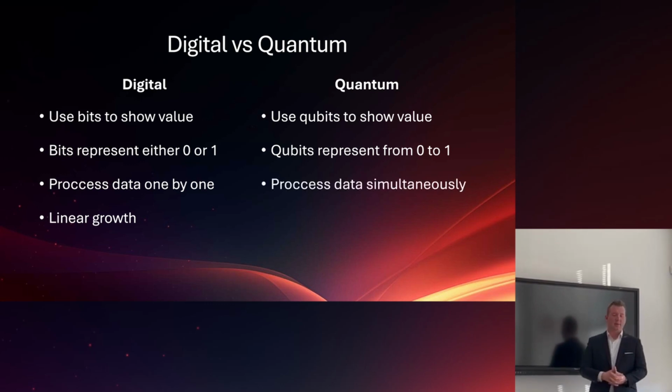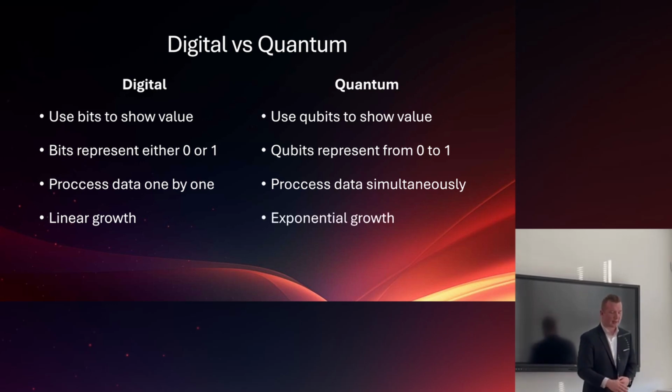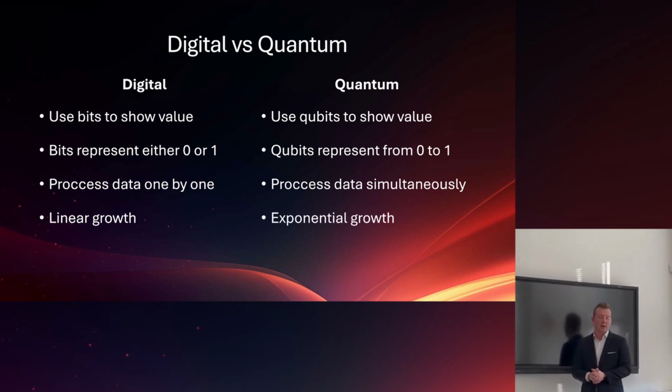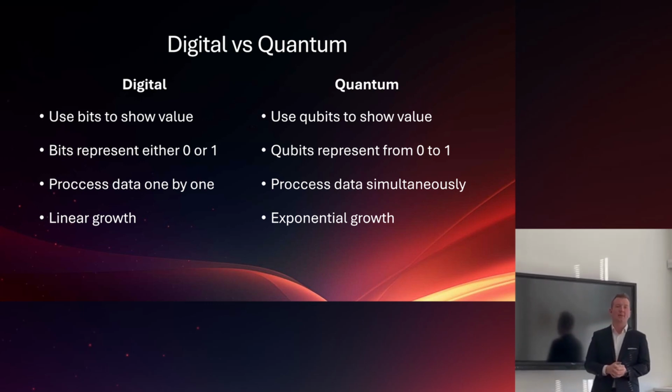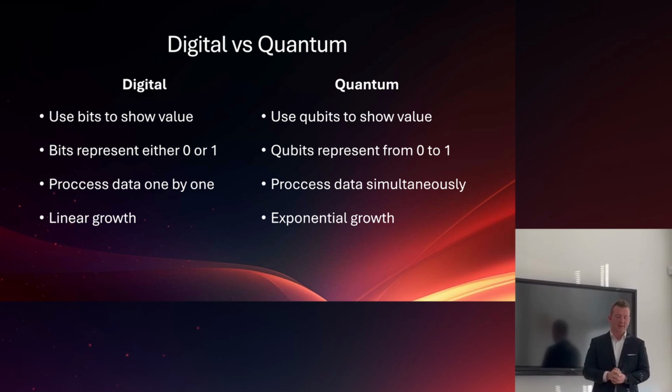Digital is processing data one by one, and quantum processes data simultaneously, as I already said with the qubit stuff. They just continue to work on everything from the previous one. And digital has linear growth, and quantum has exponential growth, which we will talk about in the next slide.